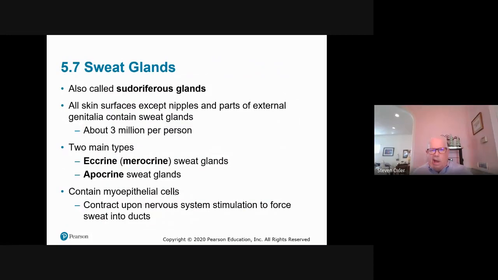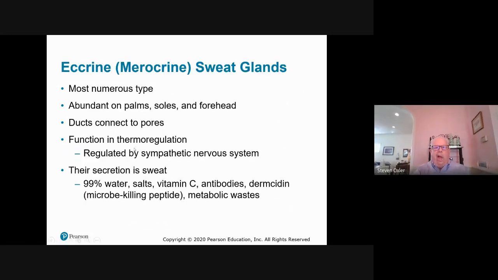But I do want you to know about sweat glands. Sweat glands are known as sudoriferous glands. And there are two types, eccrine or merocrine and apocrine. And I want you to know the difference between these two types. Merocrine. Merocrine glands are the most numerous. They appear on your palms, soles, and forehead. Their function is thermoregulation. They're regulated by the sympathetic nervous system.